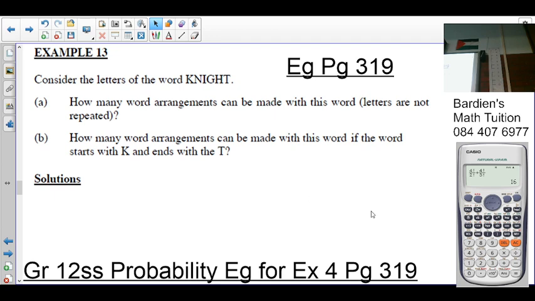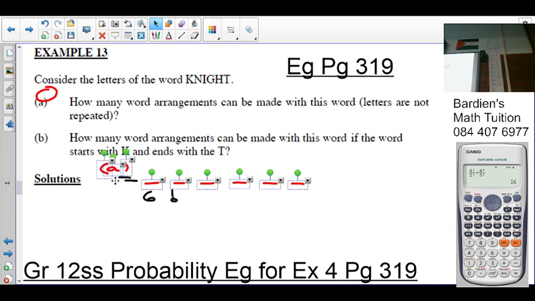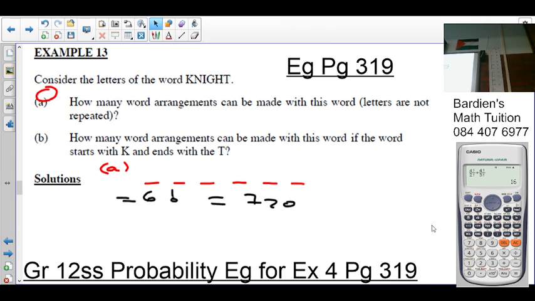Right, so we consider the letters from the word knight. People, are there any repeated letters there? No. How many word arrangements can be made with the word if the letters are not repeated? It's going to be 6 letters, so 6 times 5 times 4 times 3 times 2 times 1. That's simply 6 factorial. And 6 factorial, of course, is 720.